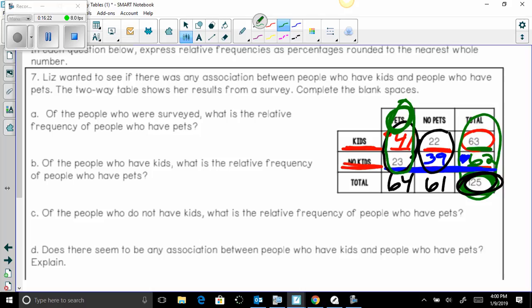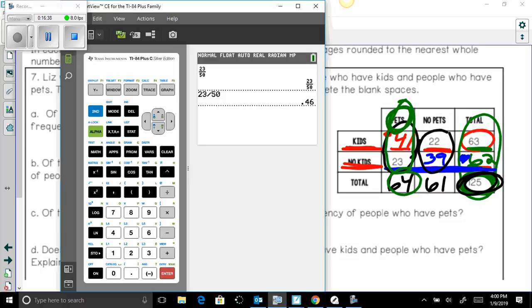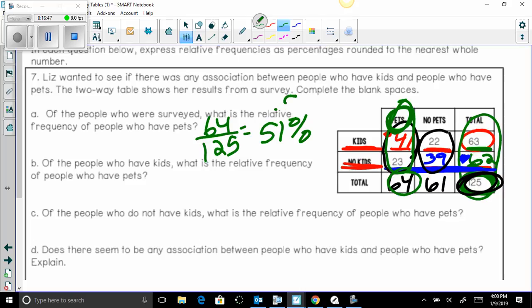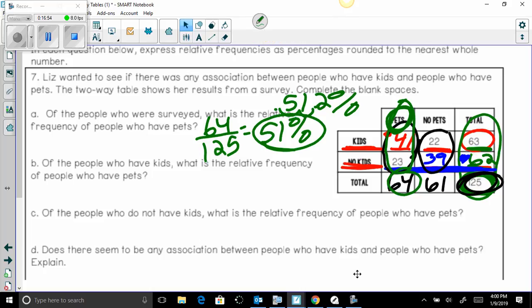How many total people have pets? 64. Out of how many total surveyed? 125. If I put that in my calculator and round that decimal to the nearest whole number, I get 51%. Because 64 divided by 125 is 0.512. If I move that over twice, 51.2%, the nearest percent is 51.